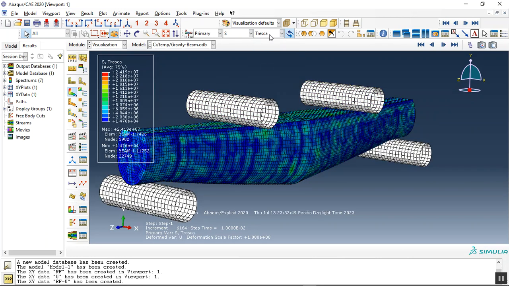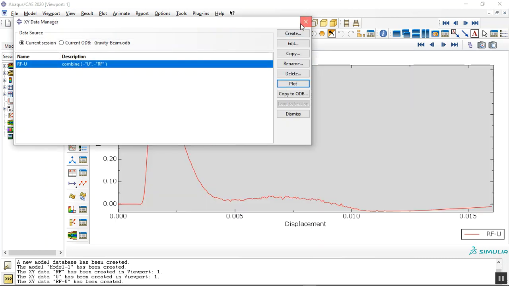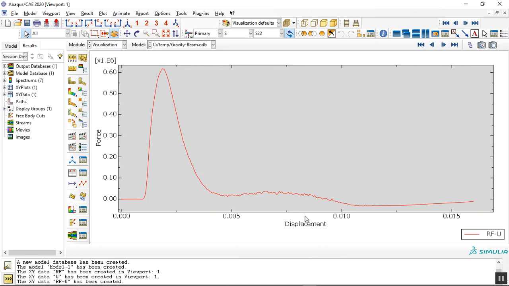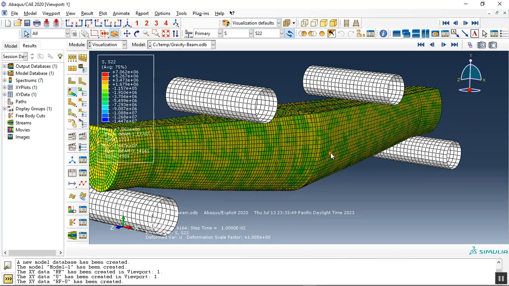We can request pressure, we can request S2 and everything for this gravity beam, and we use a way to model this beam in the part module. Also you can use CAD software to draw it exactly. Also we have the reaction force for this, and this is the reaction force displacement for this beam, and this is the maximum force capacity for it. Also we can request stress, strain, anything for this beam.